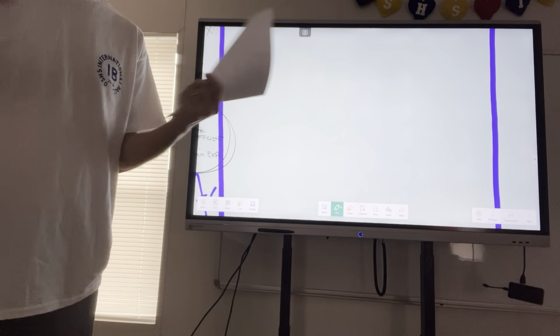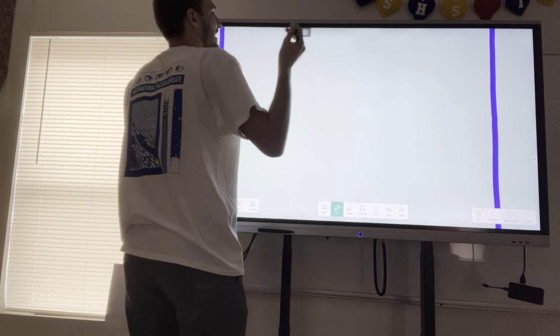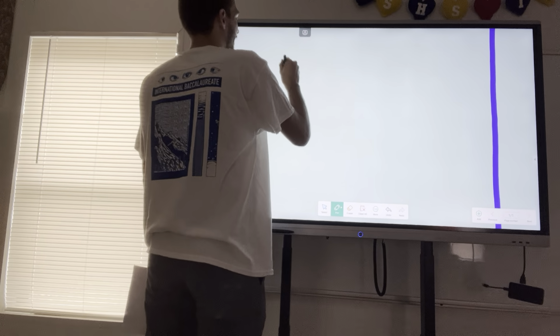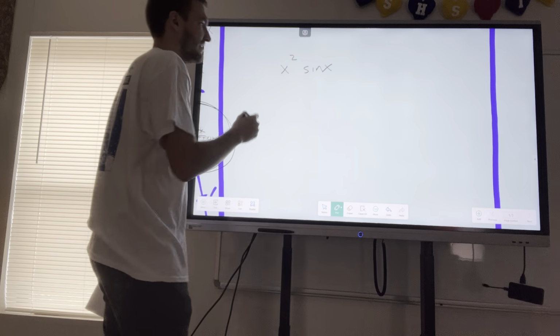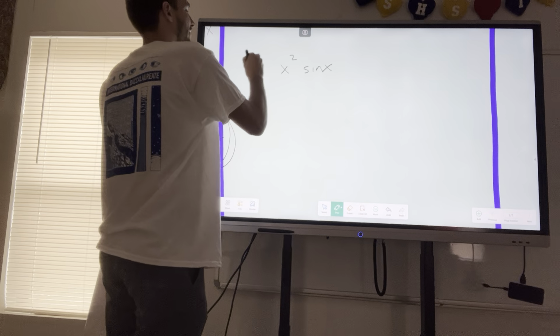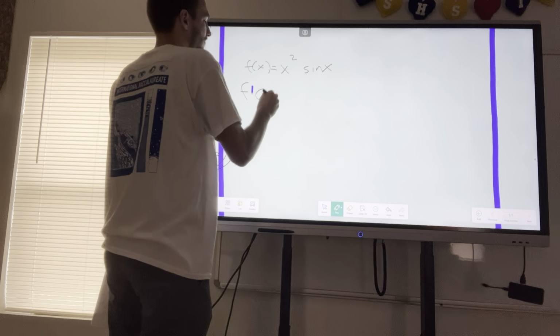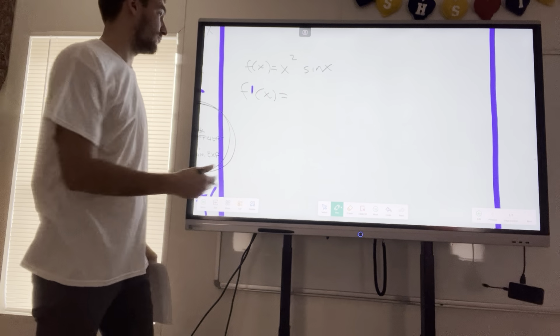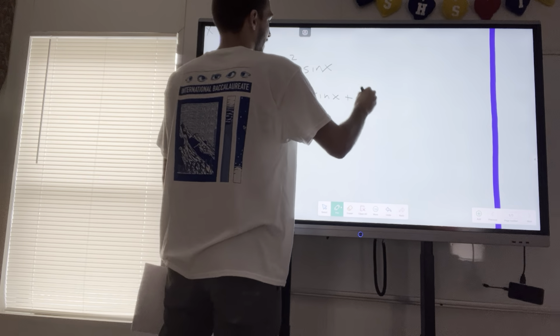We know about the product rule. We know about the quotient rule. And so if I was gonna take a derivative, let's say that I had something like x squared sine x, and I was gonna take the derivative of this, I would need the product rule, which would be 2x sine x plus x squared cosine x.